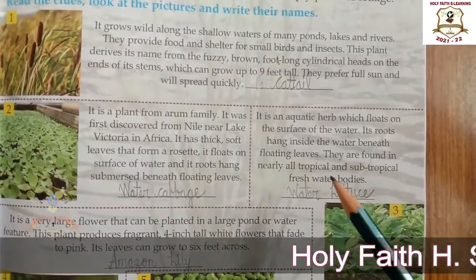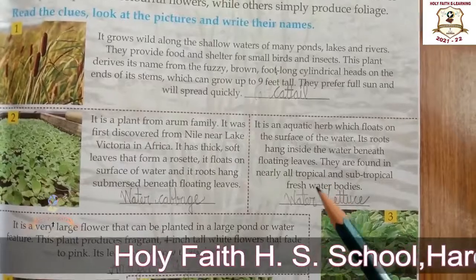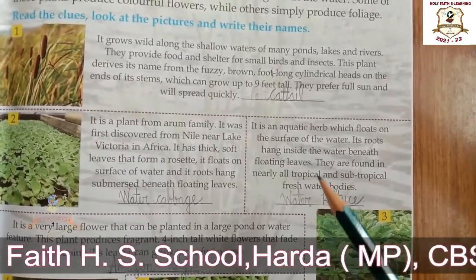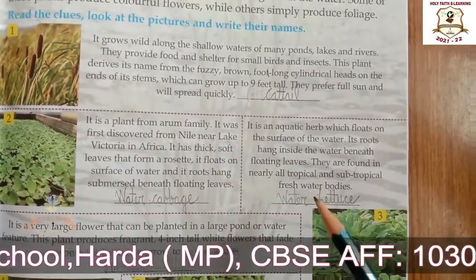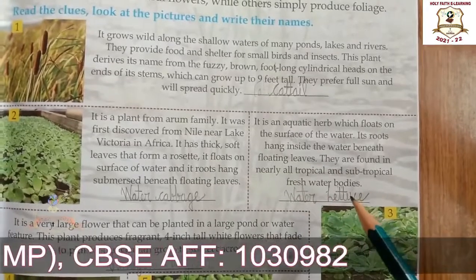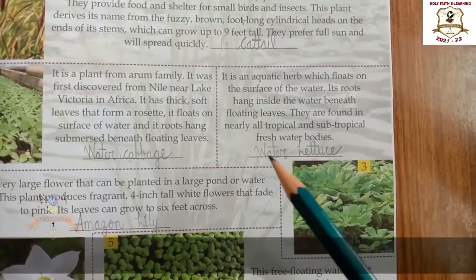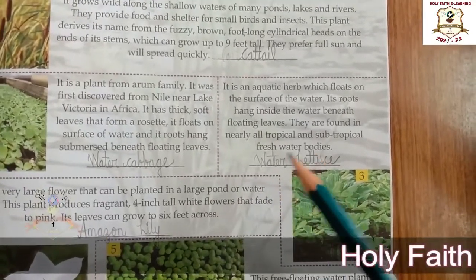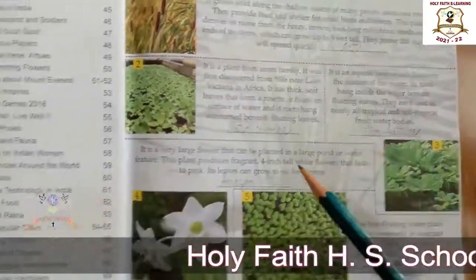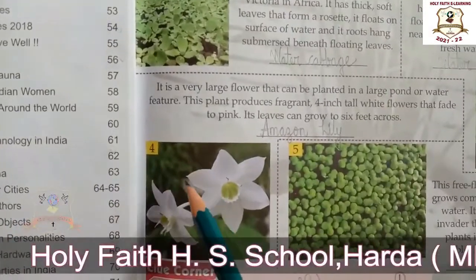What is the meaning of tropical here? Tropical means hot and humid climate, and also in freshwater bodies. What is the name of this water plant? It is water lettuce. Now we will move to our next picture.